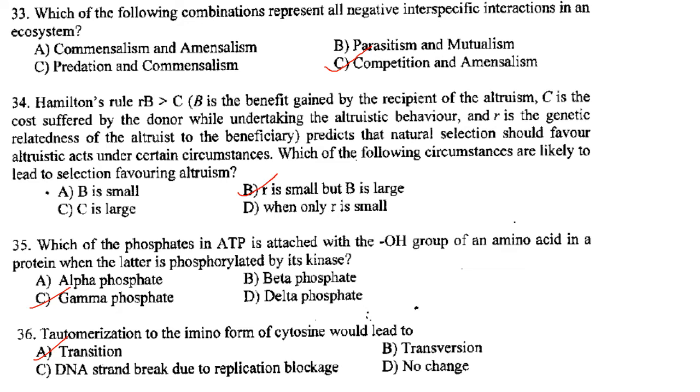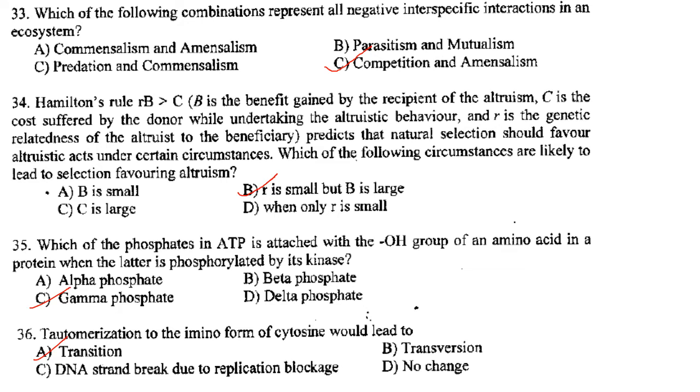Commensalism and amensalism. It must represent all negative interspecific interaction. Parasitism and mutualism: parasitism is negative, mutualism is positive. Predation and commensalism: predation is negative, commensalism is positive. Competition and amensalism. So option C is correct.